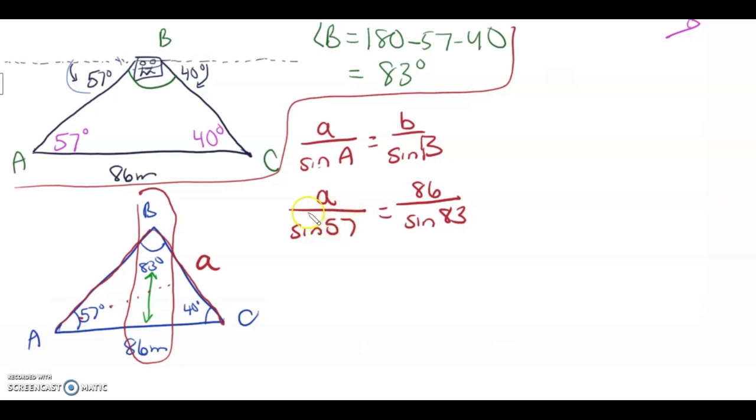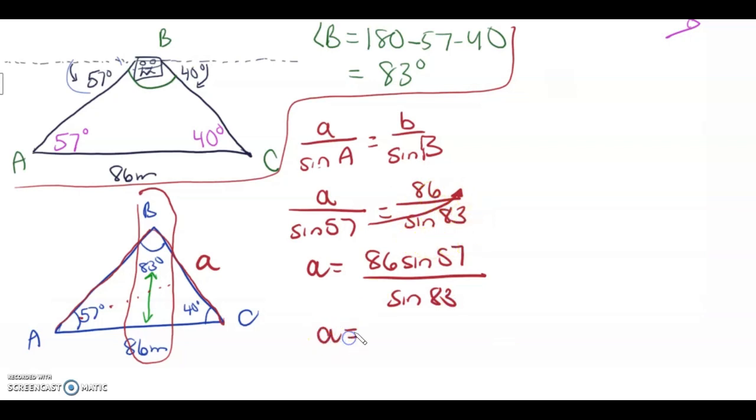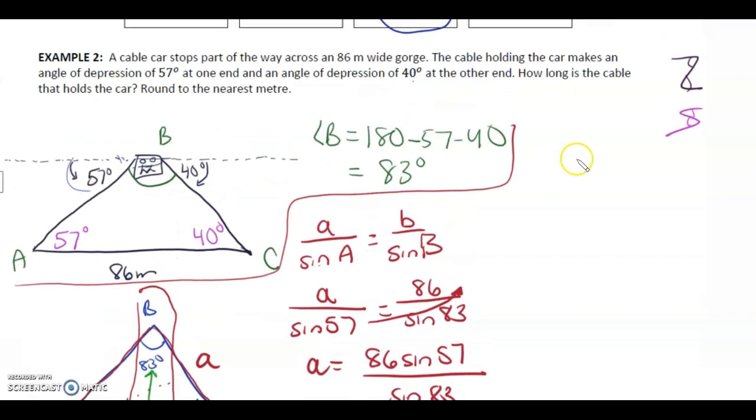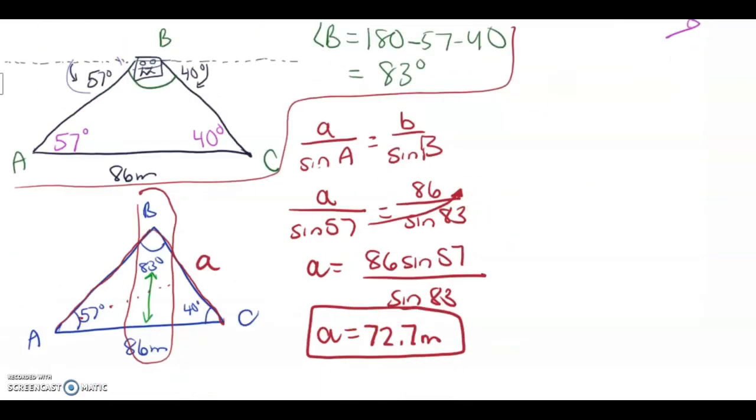What we want to do now is take this sine 57 and cross multiply it up so that the A is now alone on this side. So we get 86 sine 57 over sine 83. Don't forget about that denominator there. And the length of that portion is going to be 72.7, measured in meters, I believe. Yeah, meters. So this side is 72.7.